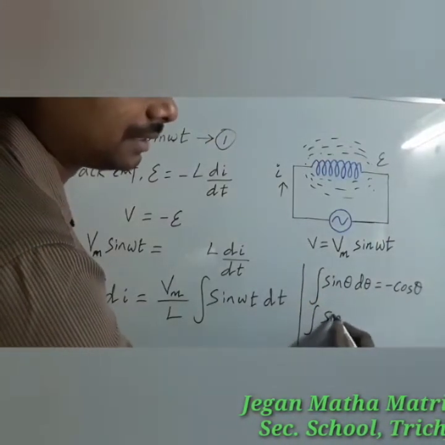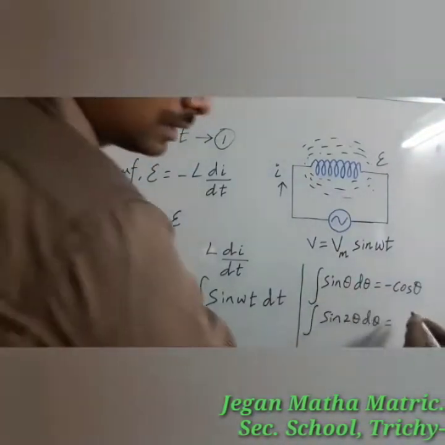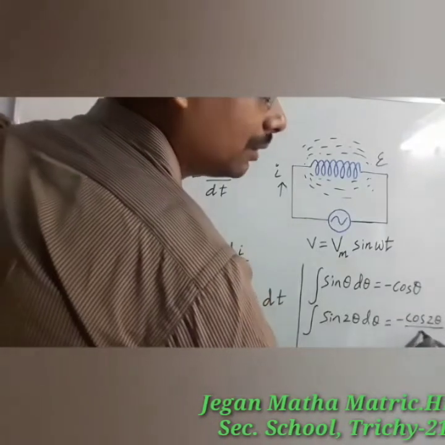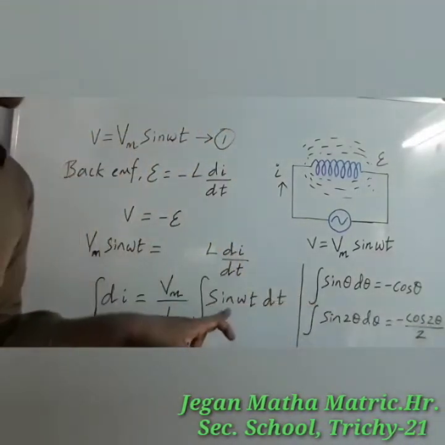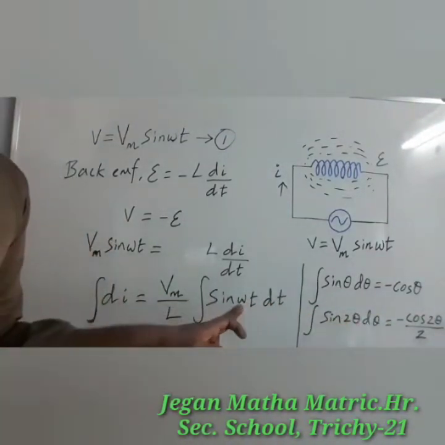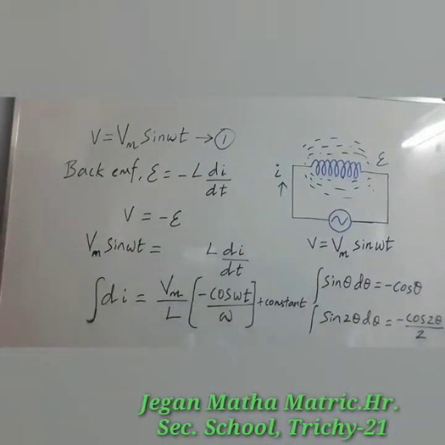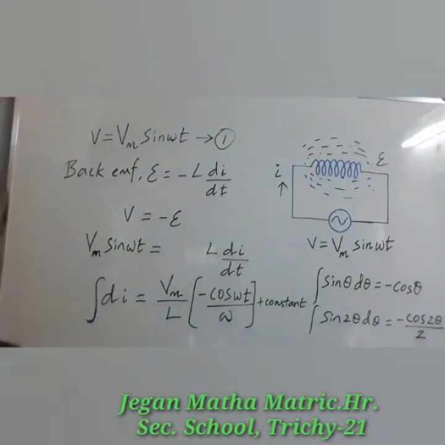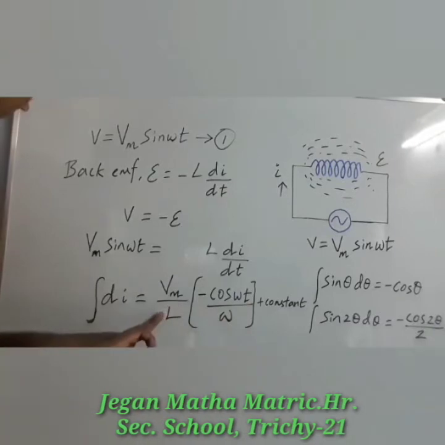Integration of sin 2 theta d theta: what will be the value? Minus cos 2 theta by 2, the number has to be written in the denominator. The same thing has to be followed here. For example, I have written 2; instead of that number, here omega is there. So what will be the new value? It is only the new value, so compare with this and you can write it easily. Here omega is also a constant value that can be taken outside.